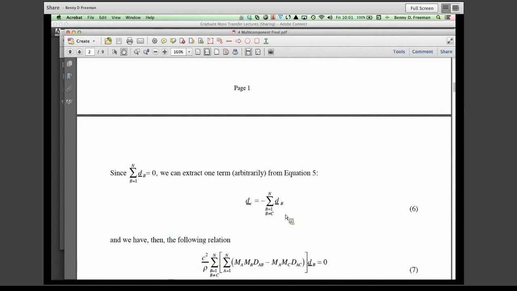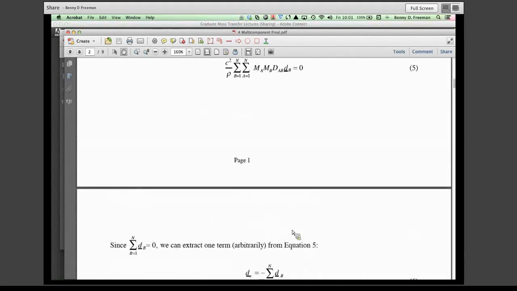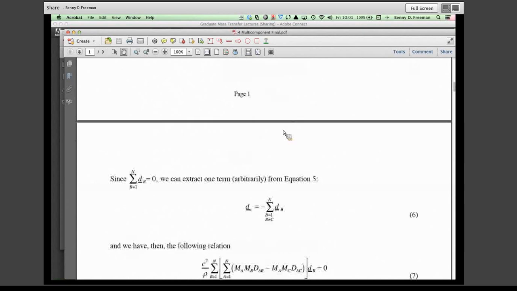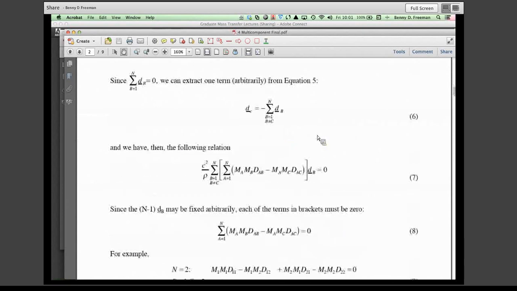And we introduce this back into equation 5. And if we do that, we can write equation 5 in the form that is shown here. And since we can fix at least n minus 1 of these driving forces arbitrarily, then each of these terms in brackets must be 0. This is a sum, if you will, if you write it out over several components.